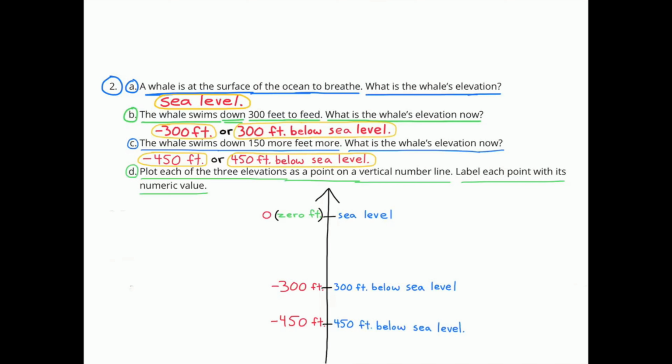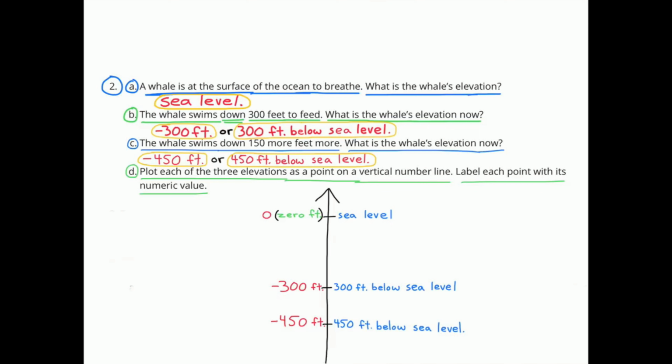C. The whale swims down 150 more feet. What is the whale's elevation now? If the whale started at 300 feet below sea level and then swam down another 150 feet, that would be 450 feet below sea level, or negative 450 feet.